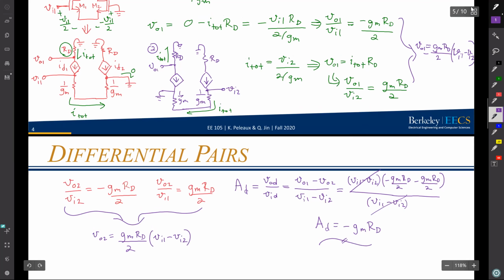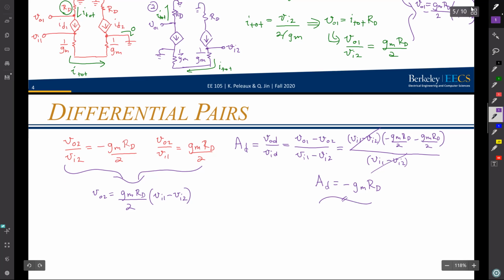So I should clarify the reason I was able to write VO1 here is because I need to combine these two terms, because I'm doing superposition. Because we did superposition, we found these different components of the gain, but the total gain VO1 is going to be the combination of these two.